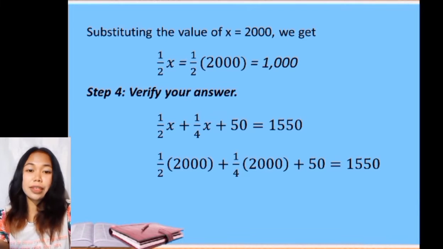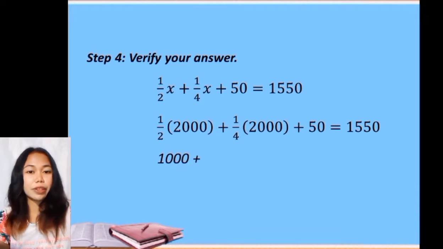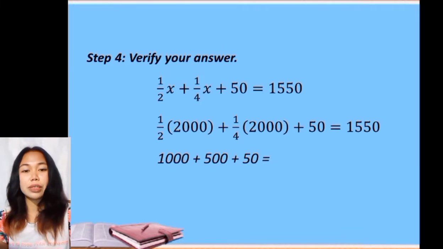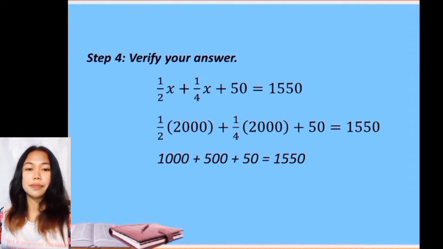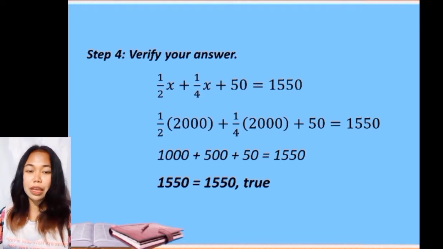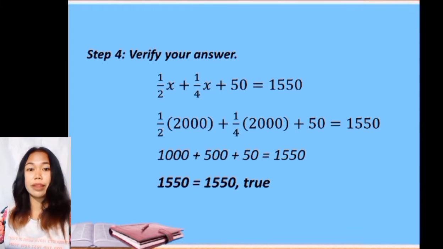1/2 times 2,000 is 1,000. 1/4 times 2,000 is 500. Plus 50 equals 1,550. 1,000 plus 500 plus 50 equals 1,550. And the total 1,550 is equal to 1,550, which is true.